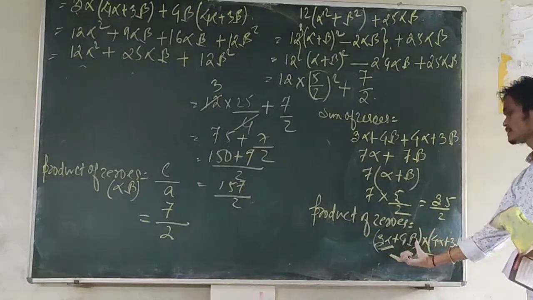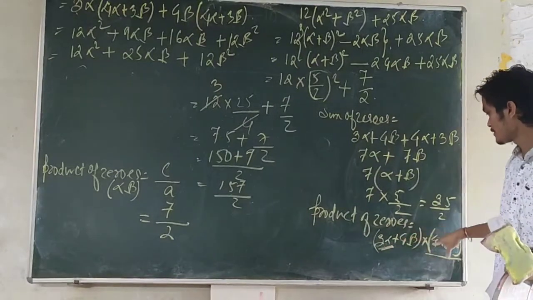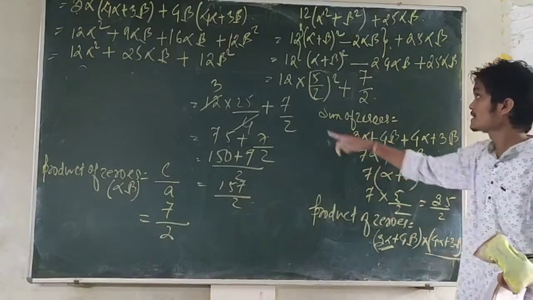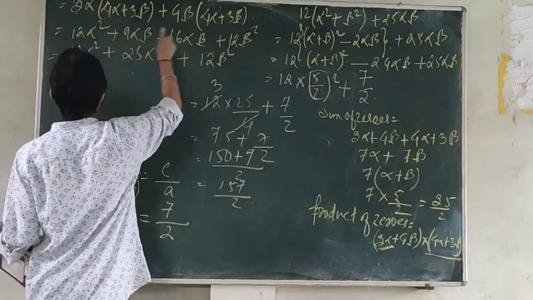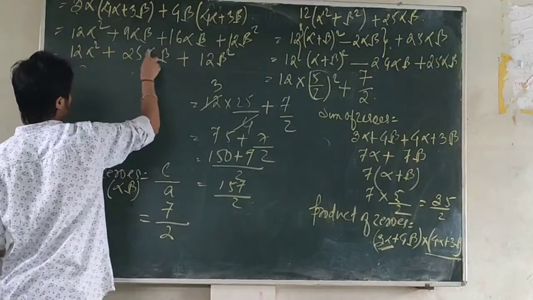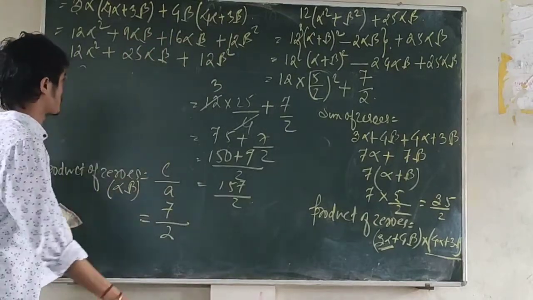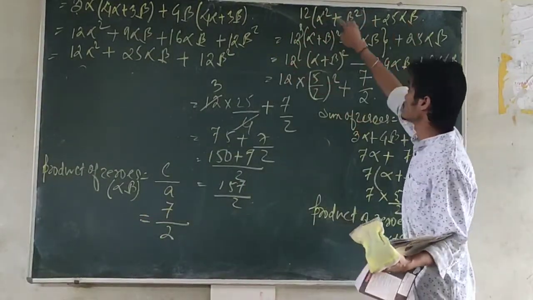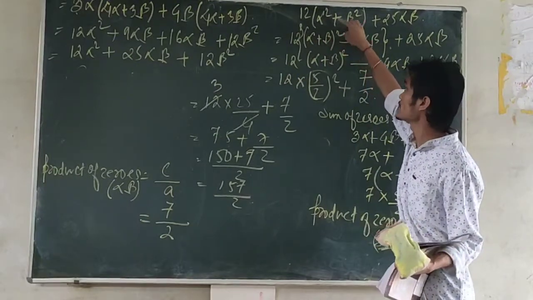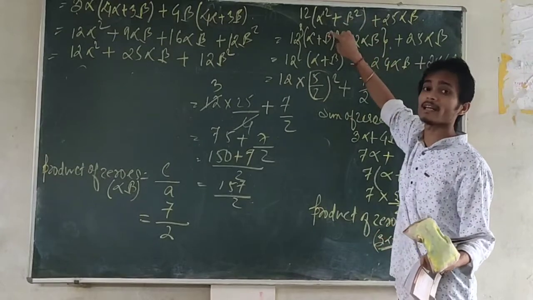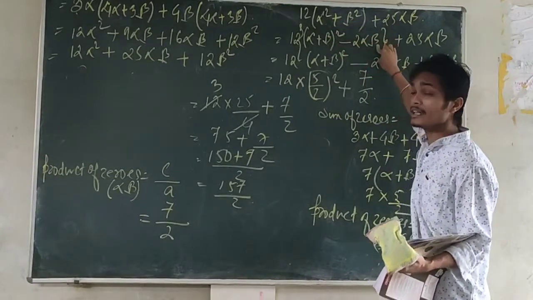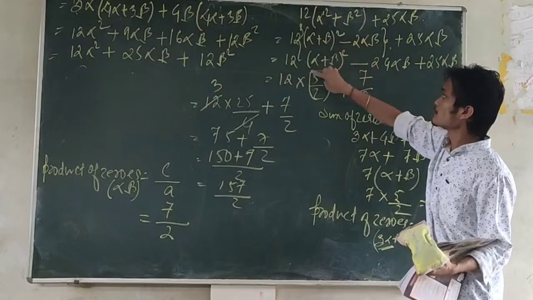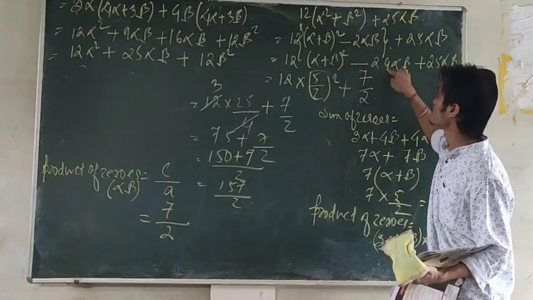And the product of the zeros: given 3α + 4β and 4α + 3β, with 3α I multiplied (4α + 3β), again with 4β I multiplied (4α + 3β). After multiplication I got 12α squared, 12β squared, 9αβ, 16αβ, 25αβ. Since it is 12, I took 12 common, (α squared plus β squared), plus 25αβ. We don't have any value for α squared plus β squared, so converting this, a squared plus b squared we can write as (a + b) whole square minus 2ab, that means (α + β) whole square minus 2αβ.